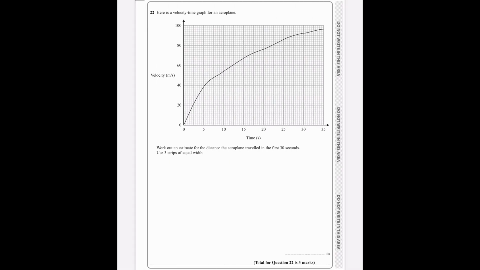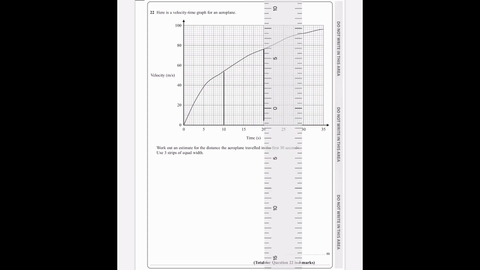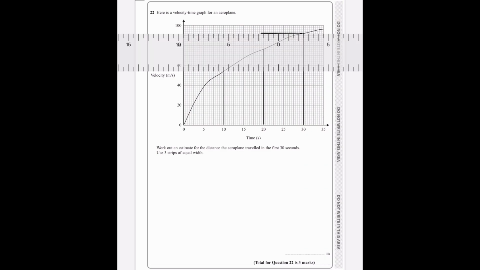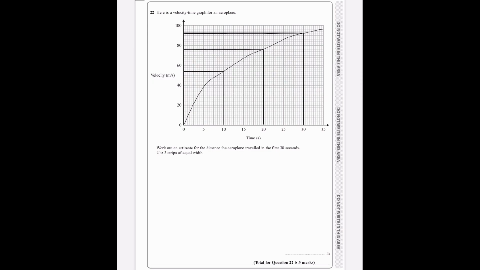For the velocity time graph, we're splitting this up into 3 strips. So I'm going to draw the lines at 10, 20 and 30 and then work out each of the values of each one of those points. So we're going to get 92, 76 and 54.